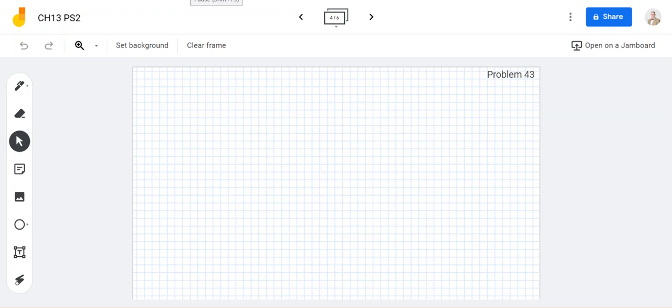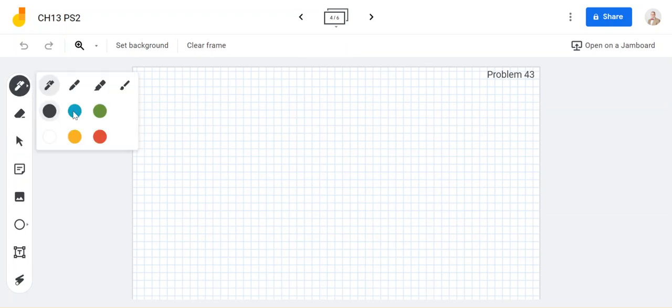All right, let's get started with chapter 13, problem set number 2. First one is number 43. What linear speed must an Earth satellite have to be in a circular orbit at an altitude of 160 kilometers above the Earth's surface? Well, let's start with general principles here.